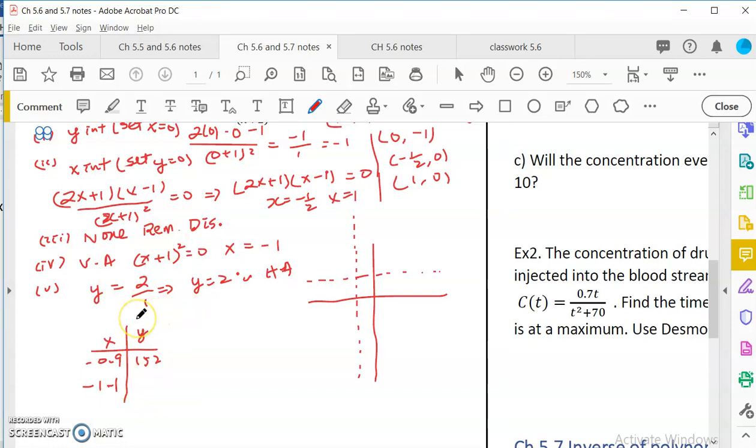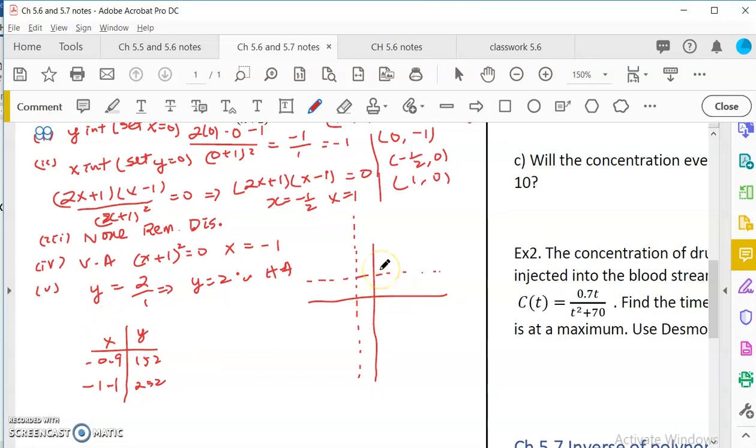What about negative 1.1? So 2 times negative 1.1, close parenthesis, oh gosh, plus 1 first, times negative 1.1 minus 1, divided by negative 1.1 plus 1 squared. 252. So both are positive.